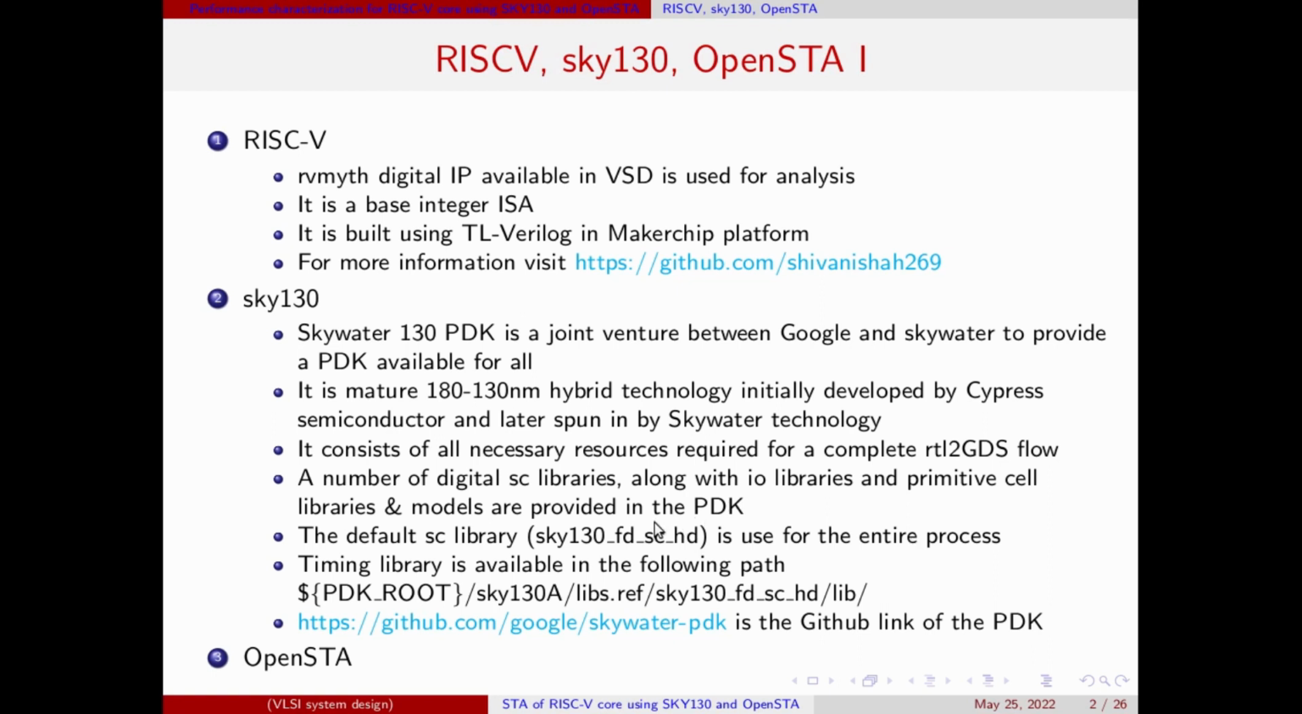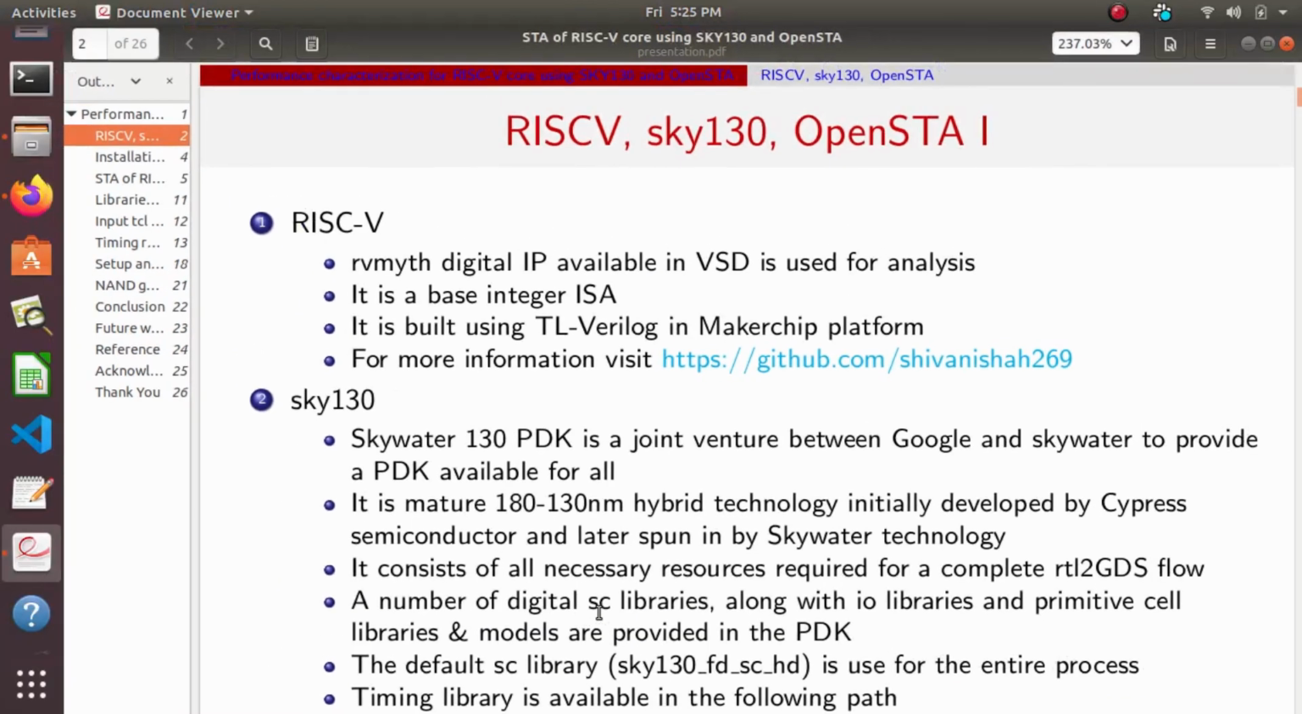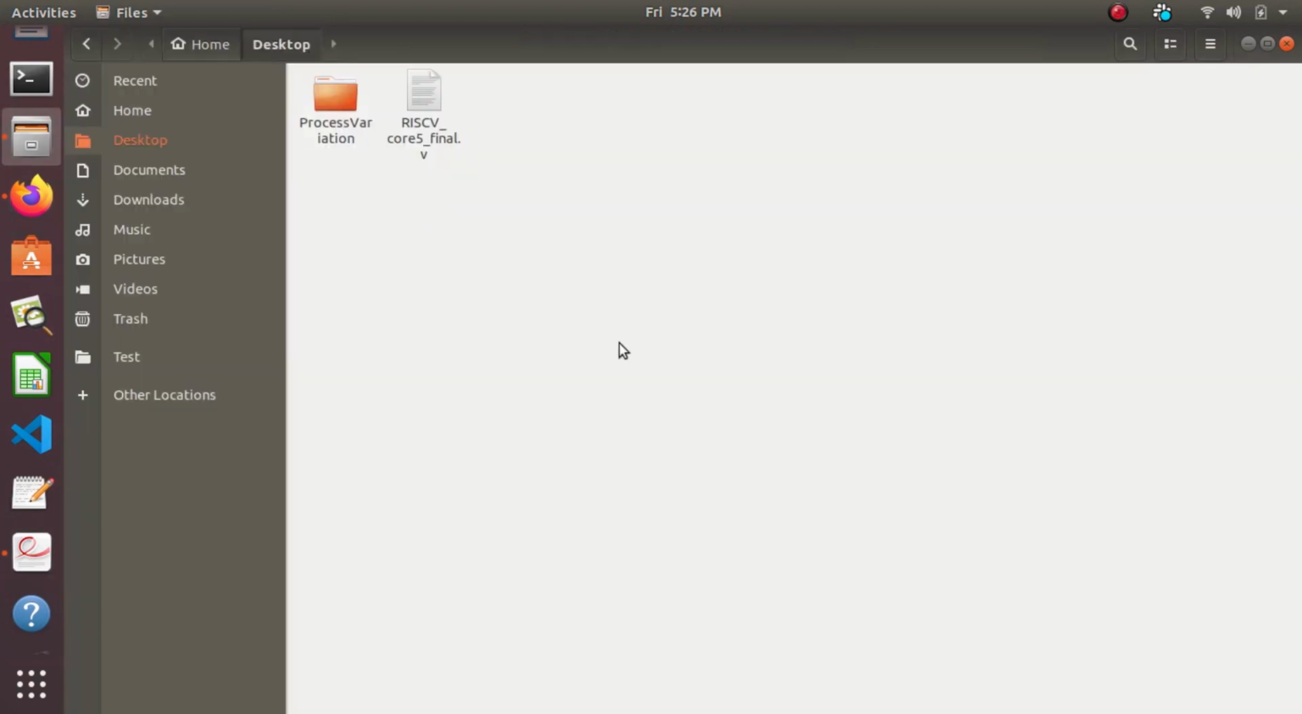Now the timing libraries can be found in the following path, which is the root PDK folder. Inside the root PDK folder, that is the sky130A folder, then the libs.ref folder, and then the standard cell library. Under that, the lib folder contains all the timing libraries. This is the GitHub link from where you can get more information about the PDK. Now let's go and see the location or the path which I just mentioned.